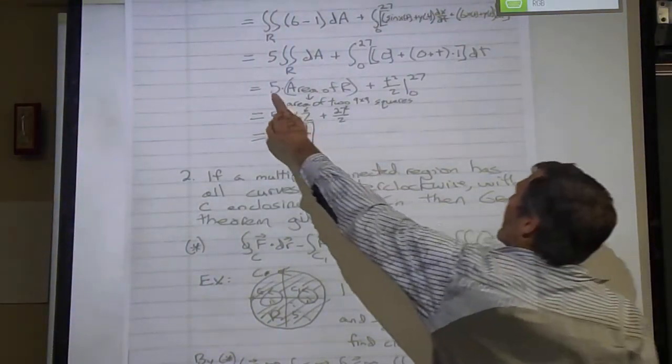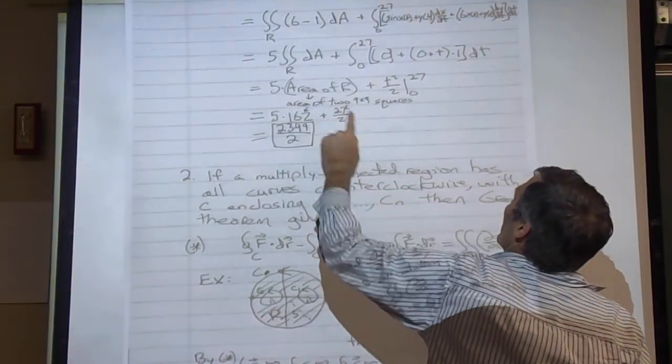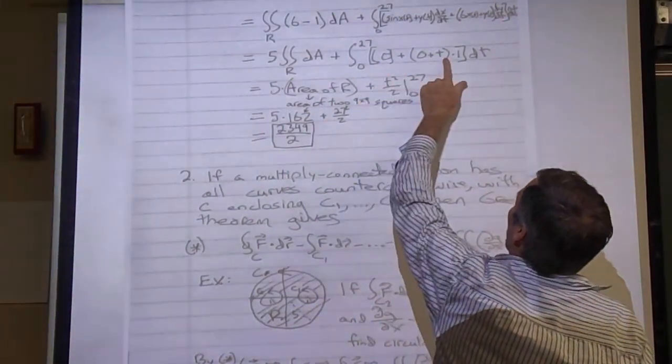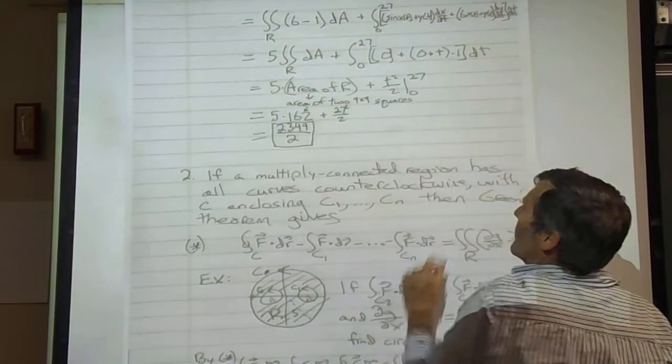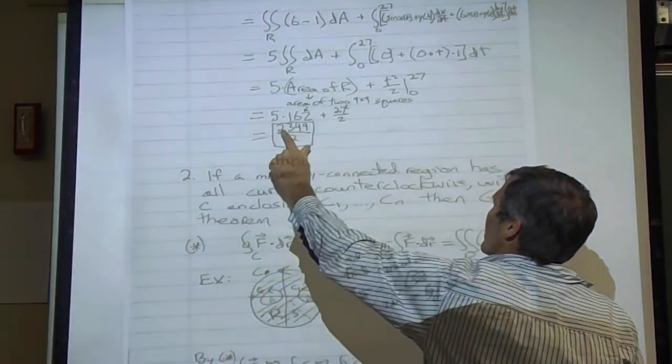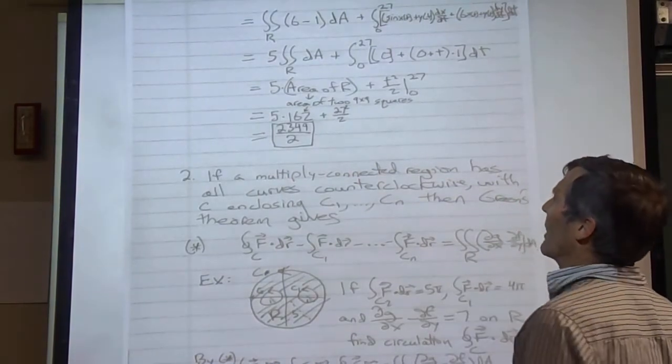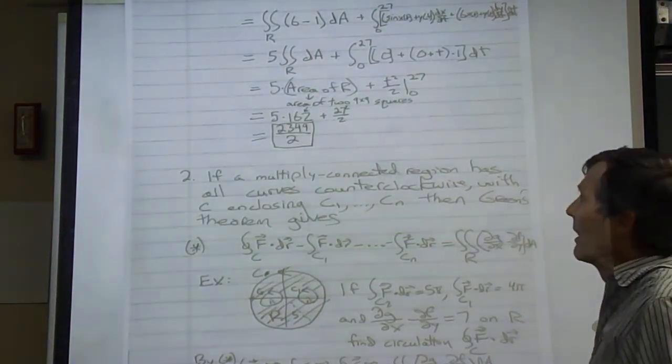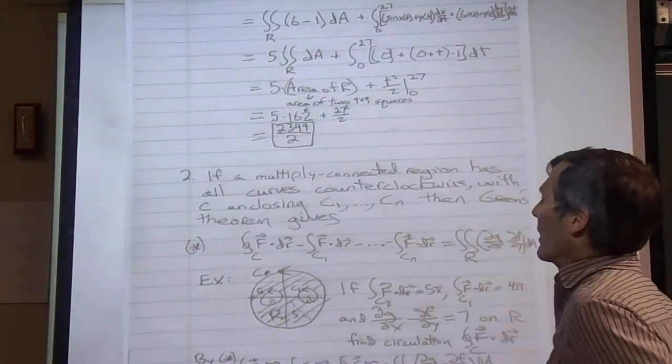So this first one becomes 5 times 162, and then to evaluate, the integral of t dt is just t squared over 2 from 0 to 27, which gives us 27 squared over 2. When you add all these together, you get 2,349 over 2. That is the value of the line integral that we wanted.